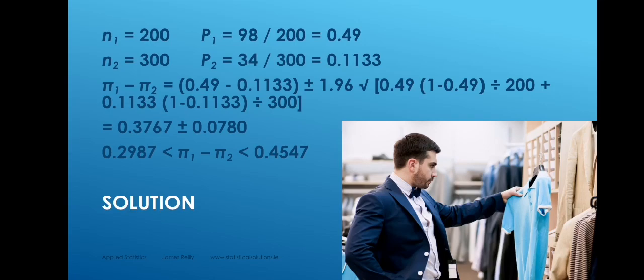Applying the minus, we get 0.2987, 29.87%, and applying the plus, we get 0.4547, 45.47%. So we are 95% confident that between 29.87% and 45.47% more shoppers purchase clothing in Liffey Valley Shopping Centre compared to Blanchardstown Shopping Centre. You can read more about this in the textbook in section 4E.